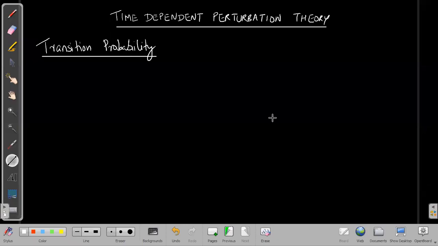So welcome back to the discussion on time-dependent perturbation theory. Today we'll discuss the transition probability. You can recall our discussion. What we have discussed till now is that if you have a time-dependent Hamiltonian, it can be divided into two parts, a free part H0 and a time-dependent part V.